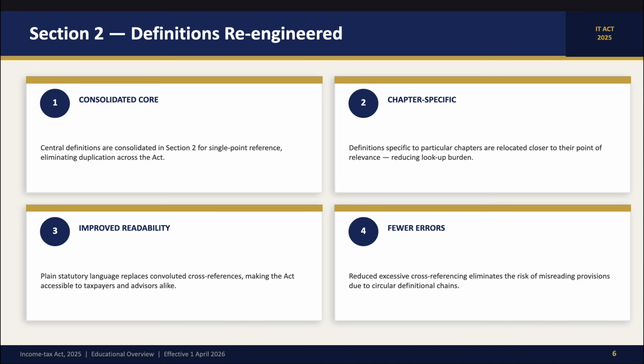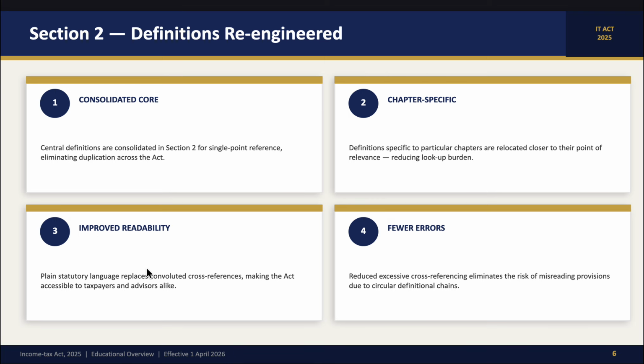And here we are with the next section, Section 2, which is definitions re-engineered. So what they have done here is, the core definitions remain centralized, but the new Act is redistributing the definitions. Chapter-specific definitions have been placed within those relevant chapters only. So when you're reading one chapter, you have everything in there: the chapter definitions, the chapter rates, and the chapter-specific provisions also. Certain interpretative provisions are moved to schedules. This improves readability and reduces mechanical citation errors.